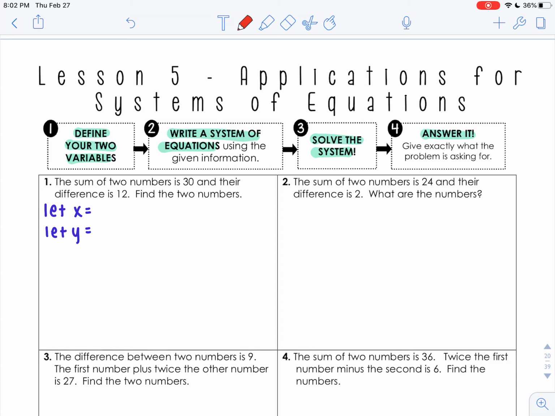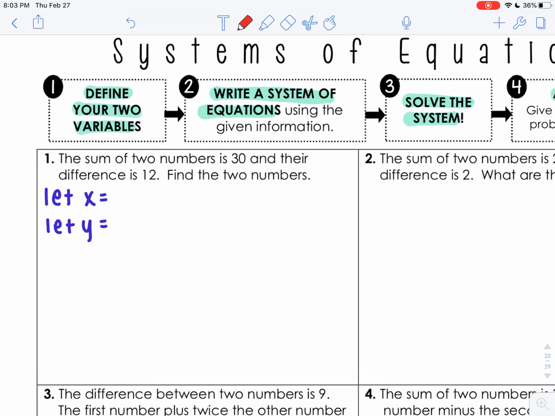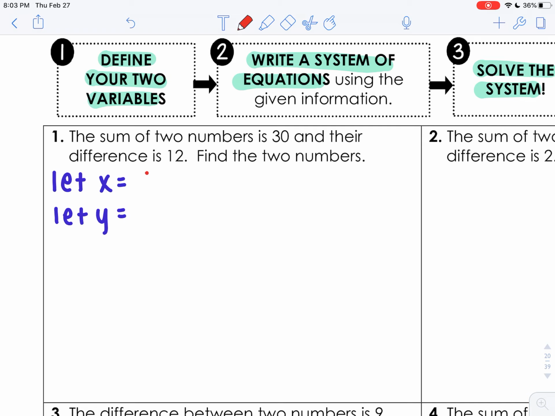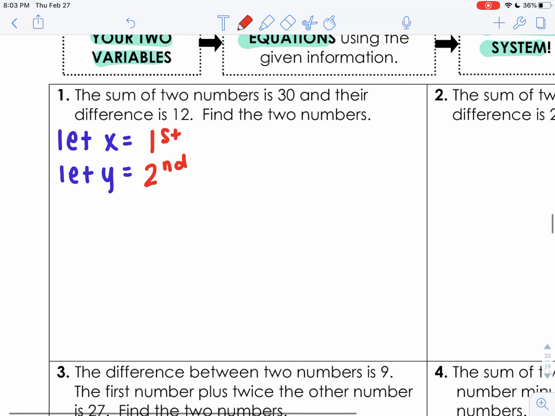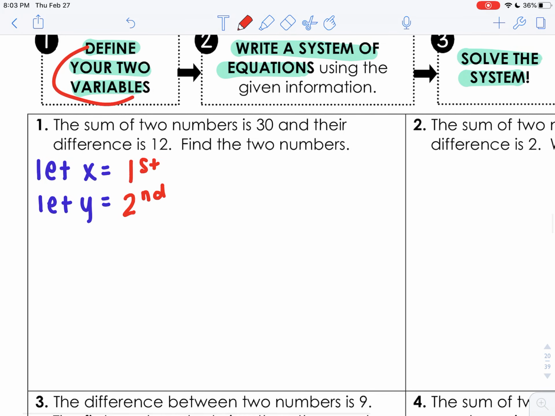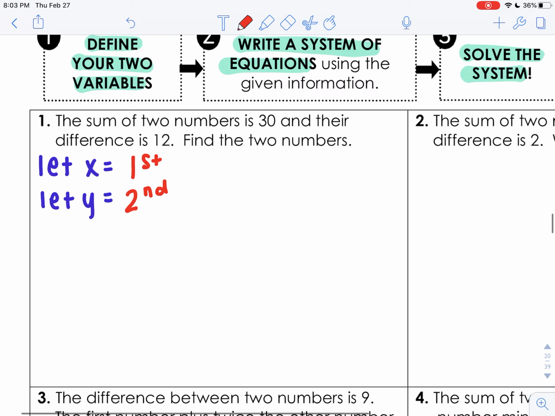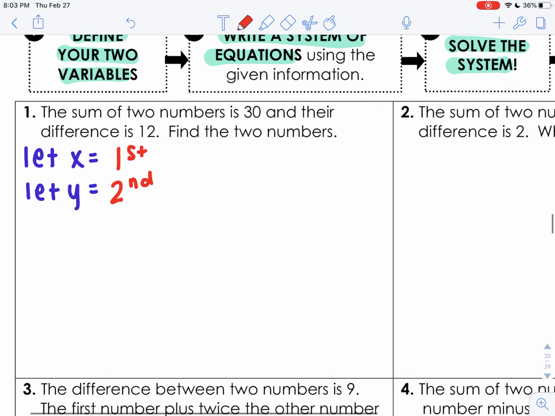So number 1, it says the sum of two numbers is 30, and their difference is 12. Find the two numbers. So we're going to let x equal the first number, and y is the second number. So we have to define our two variables first. That's the first step up here. And the second is to write a system of equations using the given information.